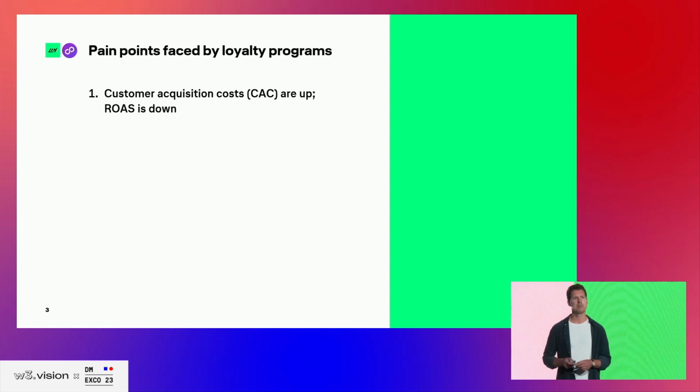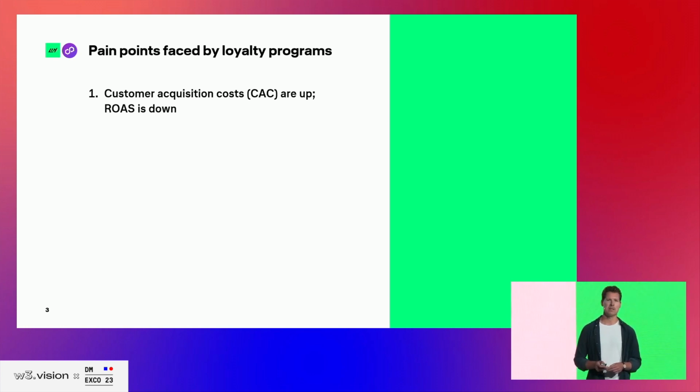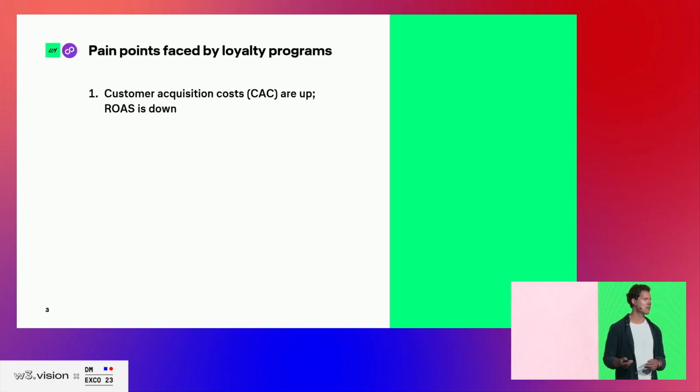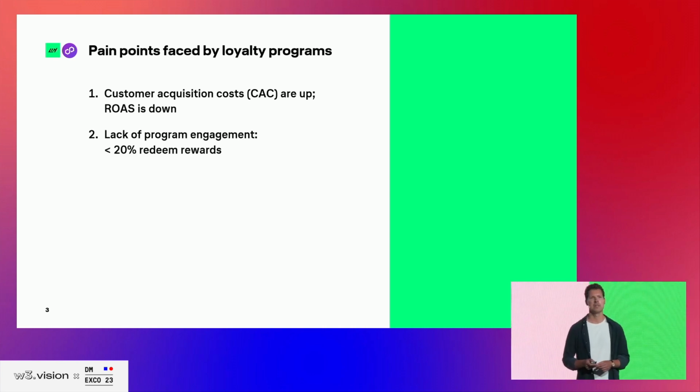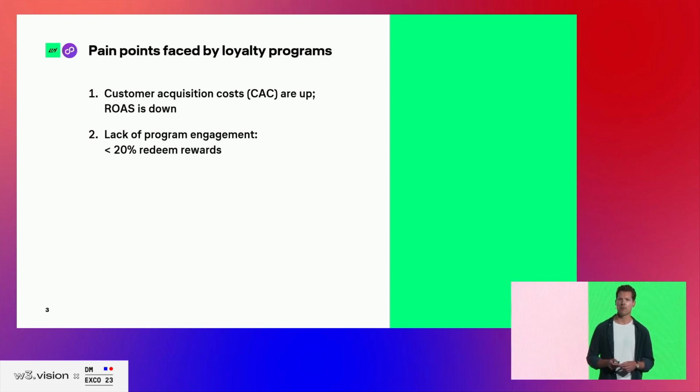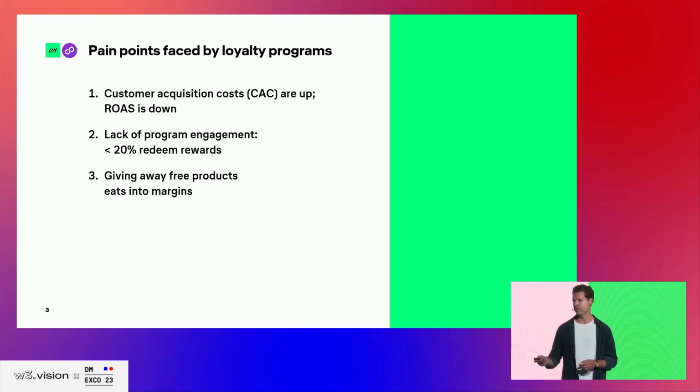So pain point number one right now is that customer acquisition costs are fairly high and return on advertising spend is quite low by now. And the reason for that is the deprecation of web cookies and also policy changes in iOS or other operating systems. A second pain point is clearly the engagement. We can see that in a lot of programs, less than 20% of the rewards are actually redeemed.